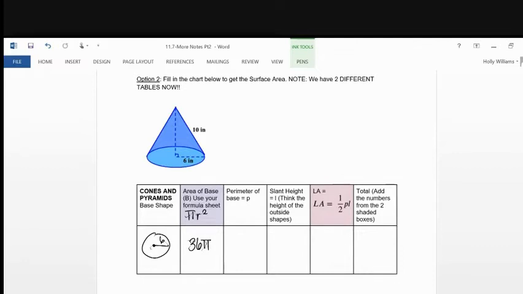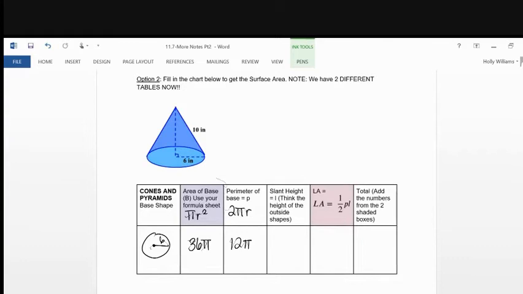Okay, what's our perimeter of the base? Perimeter of a circle is 2 pi r. That's one, if you go back, and I'll repost that cheat sheet too, the cheat sheet that we've been using almost all chapter, that's got all those formulas on it. And it's 12 pi. Okay, good. So if I plug in 6 there, I have 12 pi.